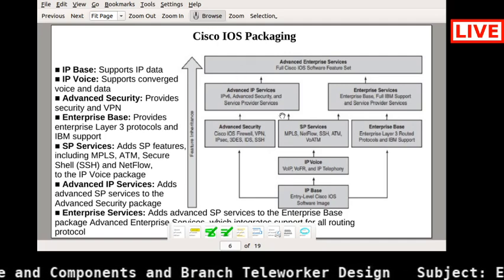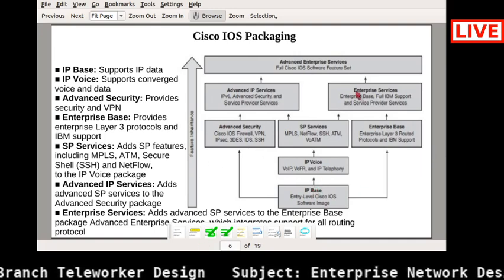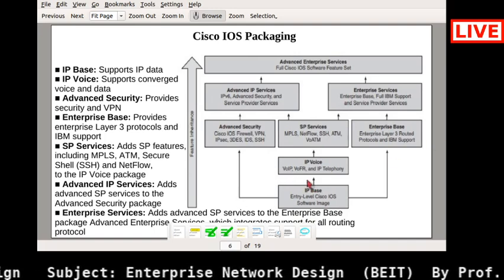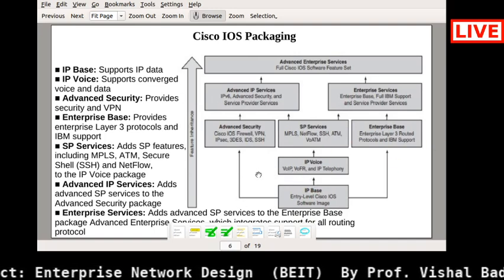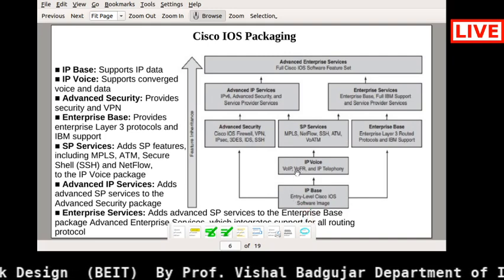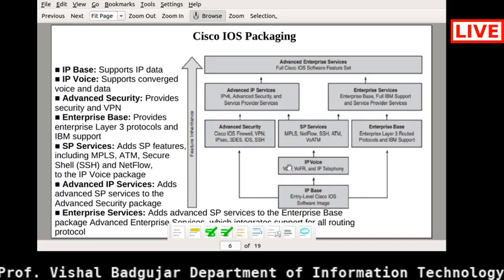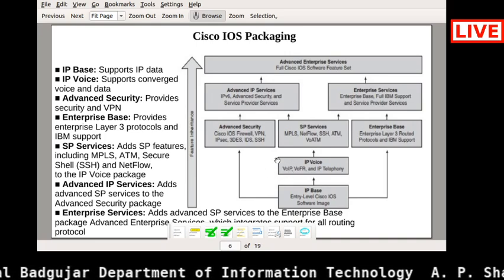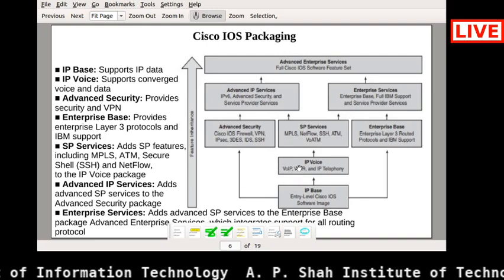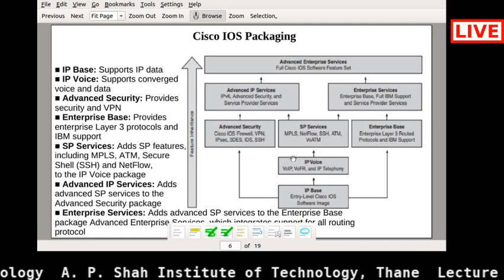If you see each and every component in this particular diagram, the first one is the IP base, which supports your IP data. Then the IP voice gives you support for converged voice and data. So you see voice over IP, voice over frame relay, and IP technologies with respect to this particular IP voice.